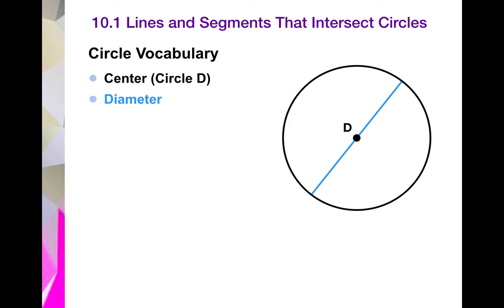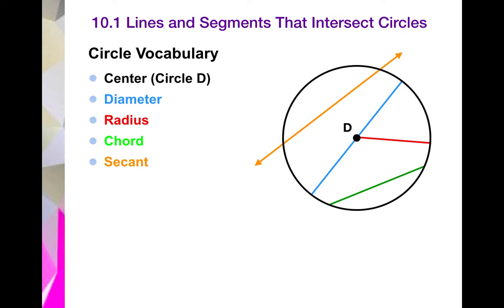The diameter is a segment that goes from one side of the circle to the other through the center. A radius is a segment that starts at the center and goes out to one point on the circle. A chord is any segment that starts on the circle and ends on the circle. So it can start and end on a circle, and that means a diameter is also a chord.